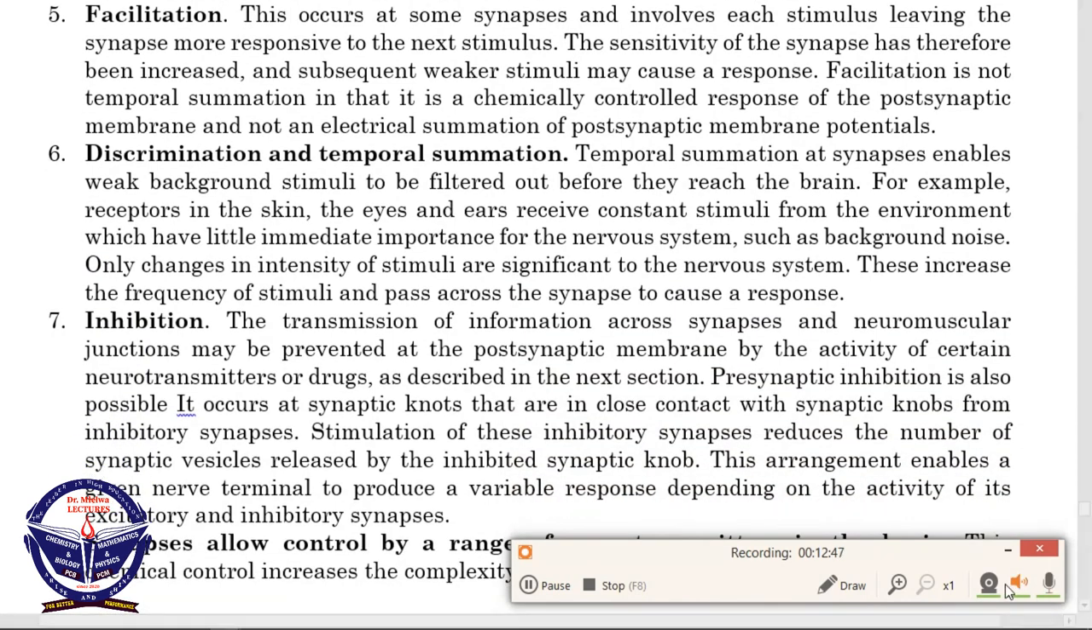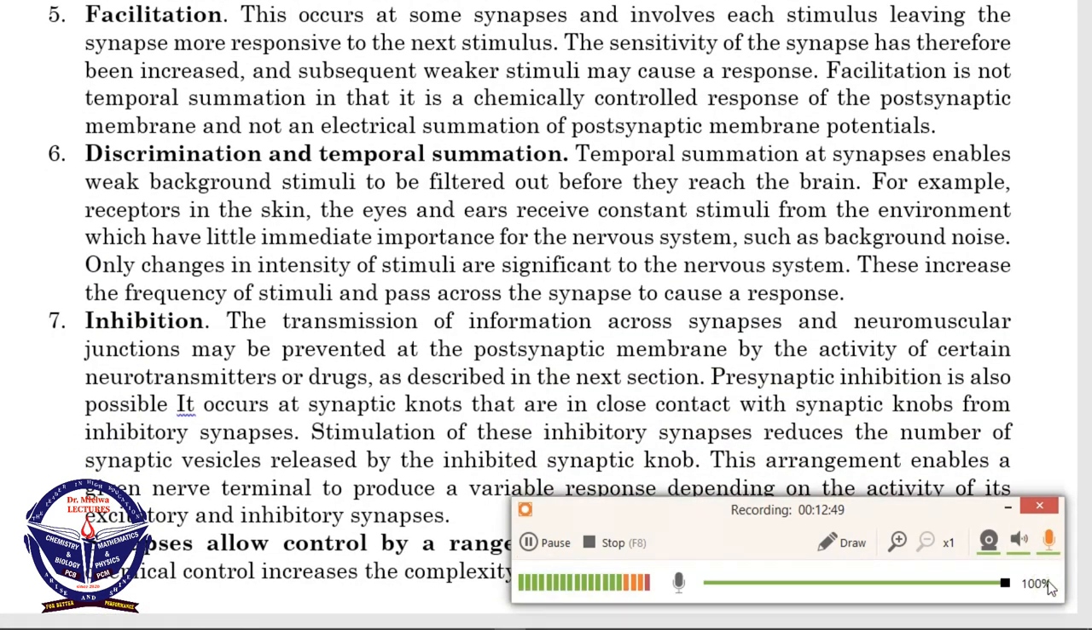Lulu ya tano ni facilitation. Na in case of facilitation, nachokielezea ni kwamba this occurs at some synapses and involve each stimulus leaving the synapse more responsive to the next stimulus. So ni kwamba the sensitivity of the synapse has therefore been increased, and the subsequent weaker stimulus may cause a response.